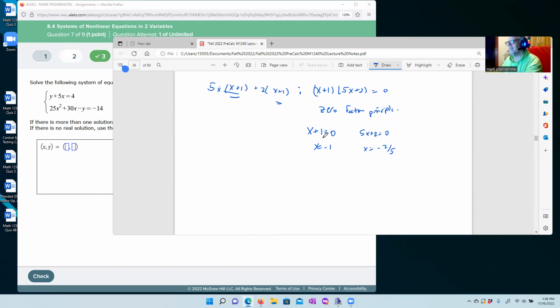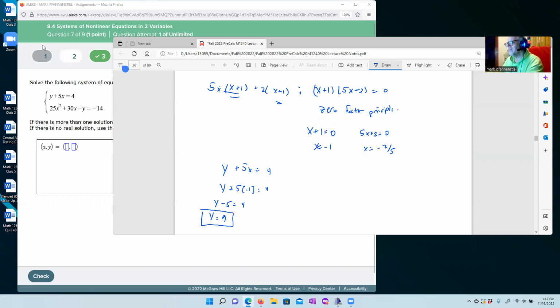Okay, now we have x equals -1, x equals -2/5. Take your pick. You could plug it into either one of these two equations and get what y is going to be equal to. I would recommend the first equation. So we're going to say y plus 5x is equal to 4. Could I go ahead and say, y plus 5, what's x? -1 is equal to 4, so we have y minus 5 equals 4, or y is equal to 9.